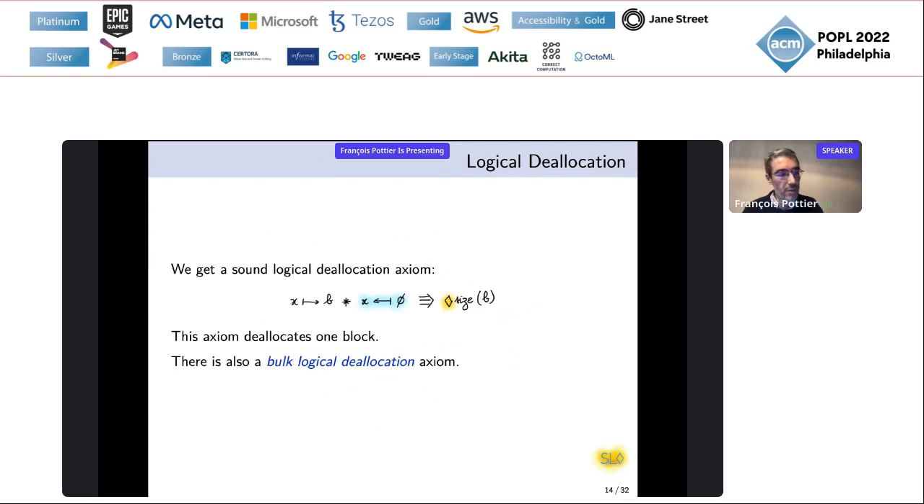So the logical deallocation axiom in the end looks like this. If you have both the points-to assertion and the pointed-by assertion, and if you know that you have no predecessors at all, then you can deallocate the block via a ghost operation, and you get size of b space credits. So this axiom deallocates just one block, but there is also a bulk deallocation axiom, which allows you to deallocate a group of blocks at the same time, even if there are cycles inside this group. You only have to show that the group as a whole is unreachable.